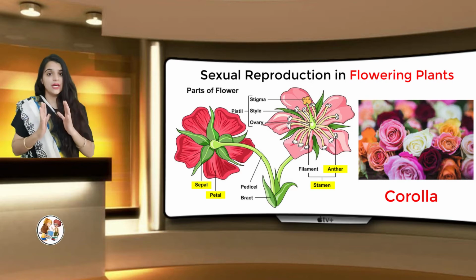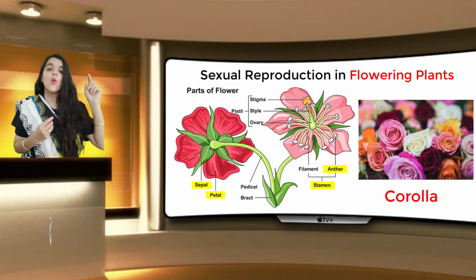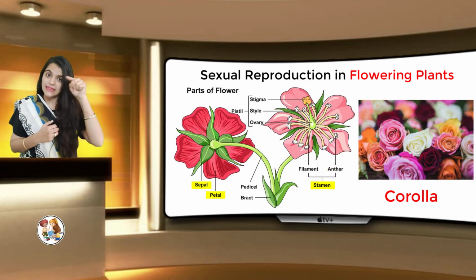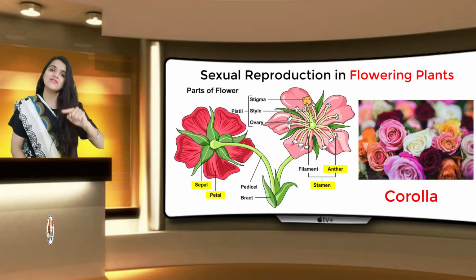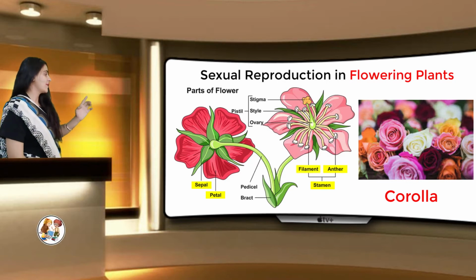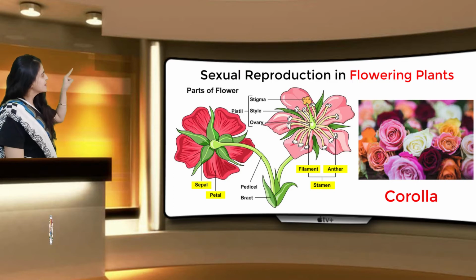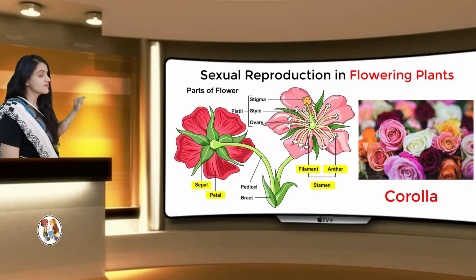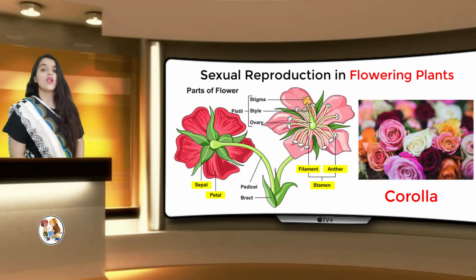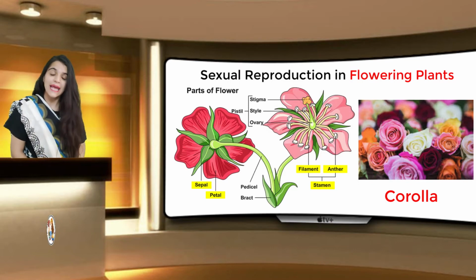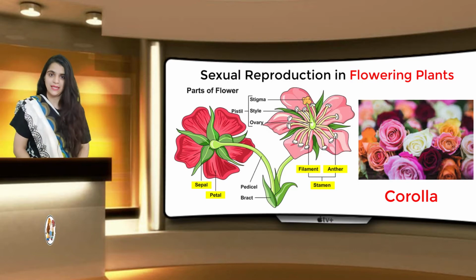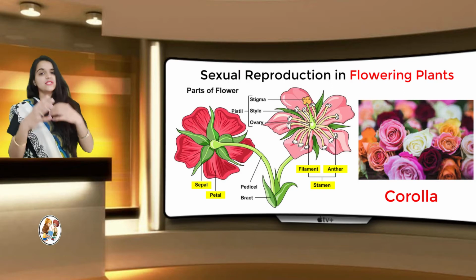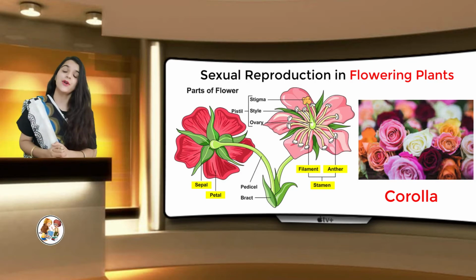And in the stamen we have two things. One is the anther and the other one is the filament. As you see in the diagram, one is the anther and the other one is the filament. And in technical terms, we call it the androecium. In scientific terms, we call it the androecium.